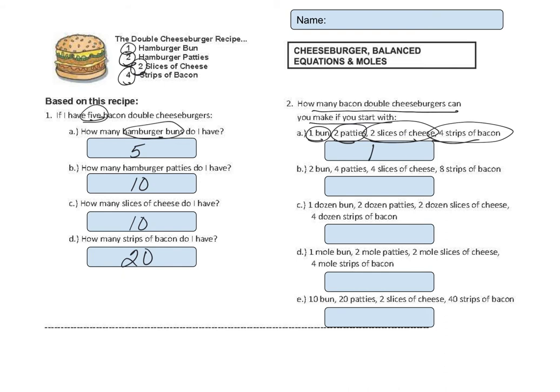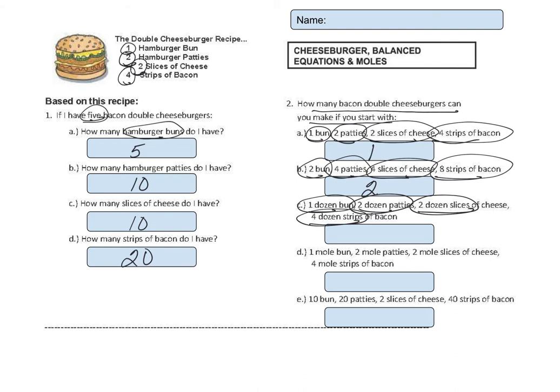What if I had 2 buns, 4 patties, 4 slices of cheese, and 8 strips of bacon? Well, I would need 2 buns, 4 patties in order to make 2, 4 slices of cheese, and 4 times 2 would give me 8 strips of bacon, so I could make 2. What if I had a dozen buns, 2 dozen patties, 2 dozen slices of cheese, and 4 dozen strips of bacon?